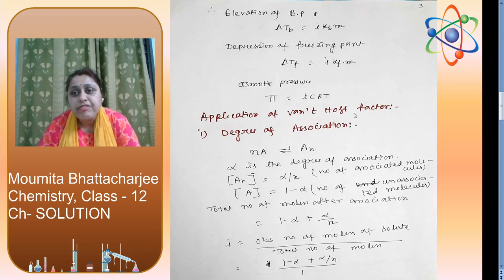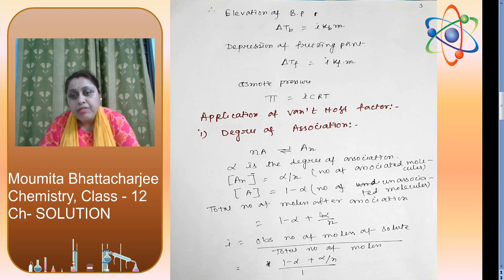Now, an application of the Van't Hoff factor is to find out the degree of association. Here I have taken n number of A molecules which are associating together to form a higher molecule A_n. Let 1 mole of the solute be dissolved in a definite volume of solvent, and alpha is the degree of association. So the concentration of A_n, the product, will be alpha by n, which equals the number of associated molecules, and the concentration of A will be 1 minus alpha, the number of unassociated molecules. This will be the result after the association.